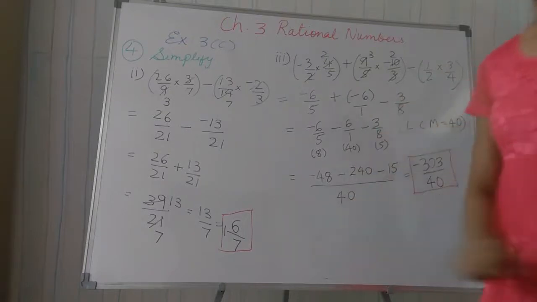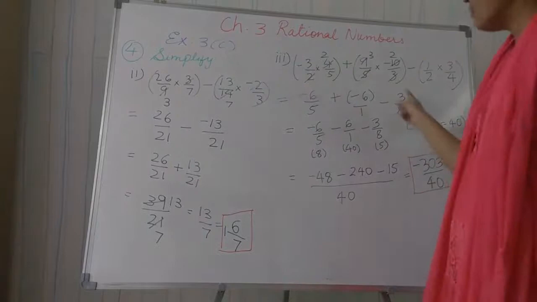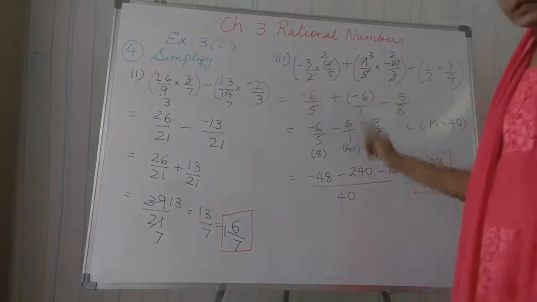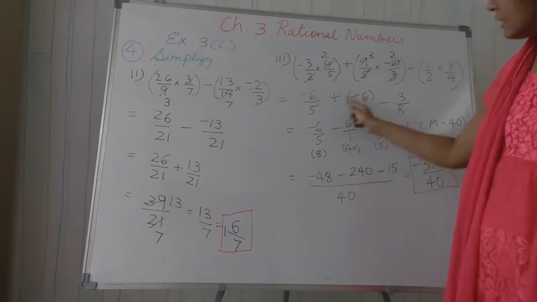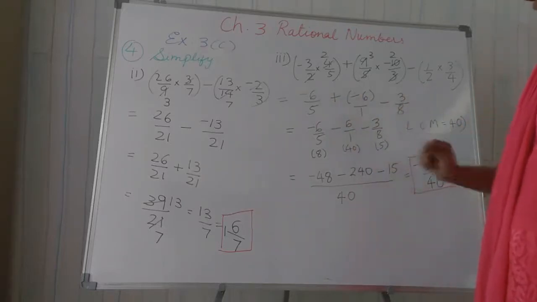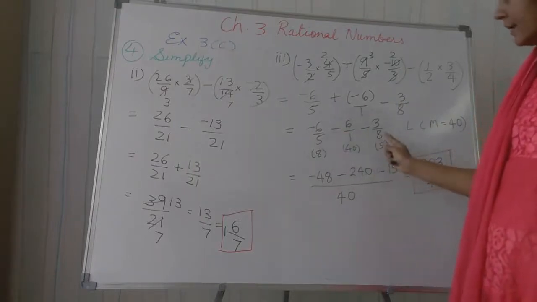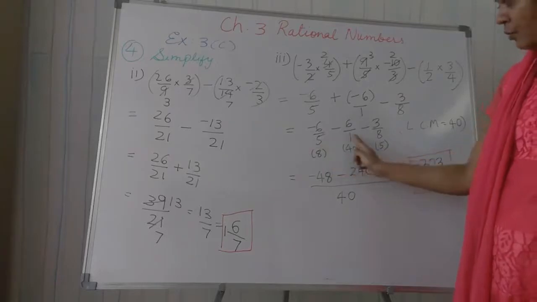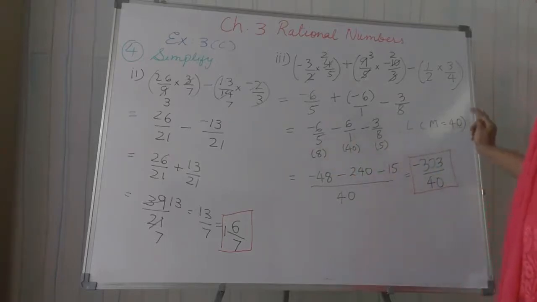by 8. This way, first of all, we are solving our brackets. After solving these brackets, we have to add or subtract accordingly. So, minus 6 by 5, then plus minus 6 by 1, minus 3 by 8. Now, to solve these rational numbers, we have to take the LCM. LCM of 5, 1 and 8 will be 40. So, LCM is equal to 40.